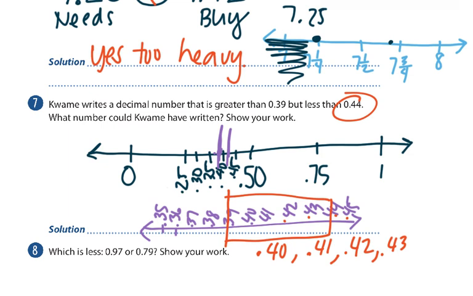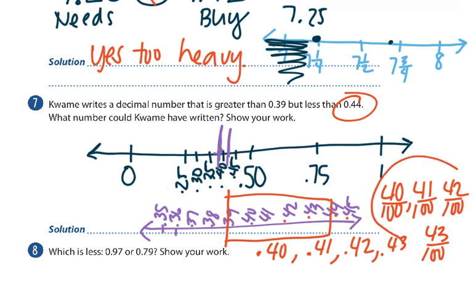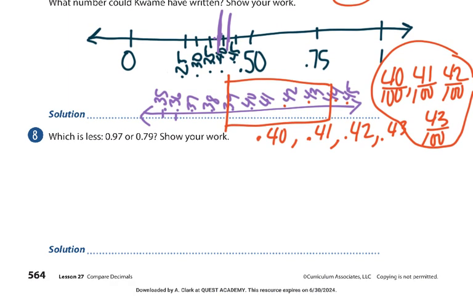And how would I make these into fractions? Over top of what number? Freya? Or would I put 0.40 over the top of what fraction? 40 hundredths, 41 hundredths, 42 hundredths, 43 hundredths. Those are good answers too, right? Okay. Let's finish with number 8.